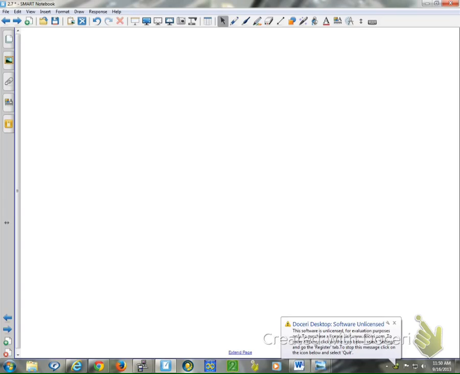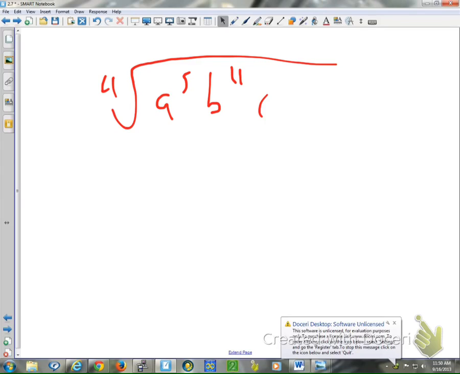How about the 4th root of a to the 5th, b to the 11th, c to the 26th? Okay. Here we go. Now, if the part that's tripping you up is how many 4s can go into it, you can use a calculator for that. Now, Nick, how many 4s can go into 5? Only 1. You're right. So 1A is going to come out.